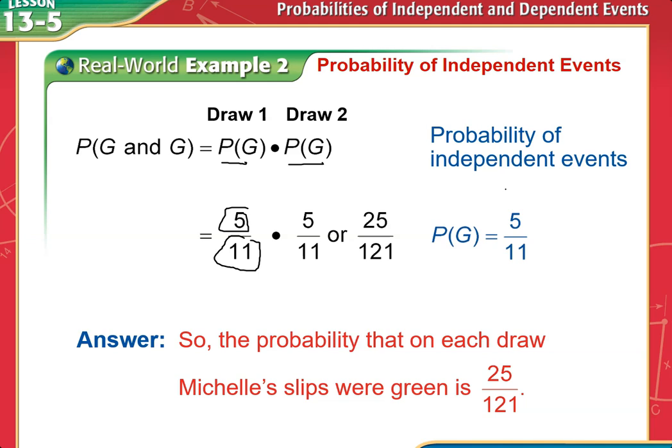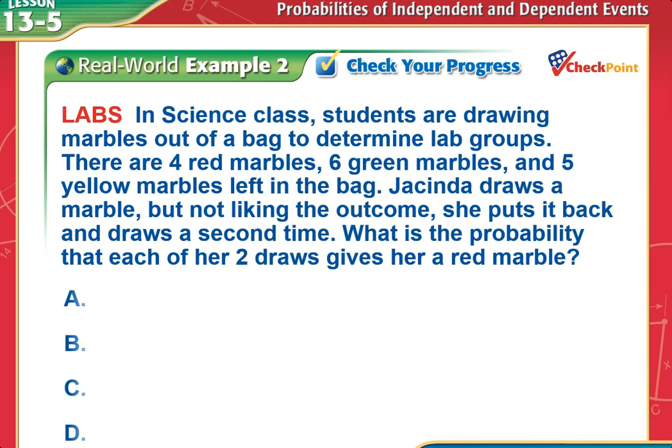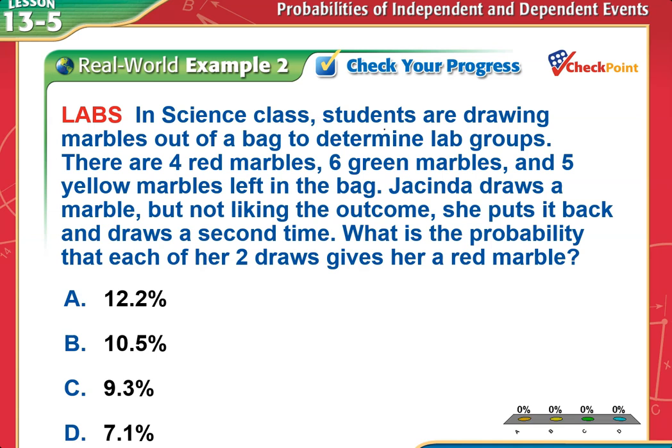Go ahead and check your progress. You can pause your video if you like. What's the probability that on each draw she would draw a red marble? There are 4 red, 6 green, and 5 yellow. The answer ends up being 7.1%. Now how do we get that? Well, for the red marble to be drawn, that's only 4 red marbles out of a total of 15 marbles.